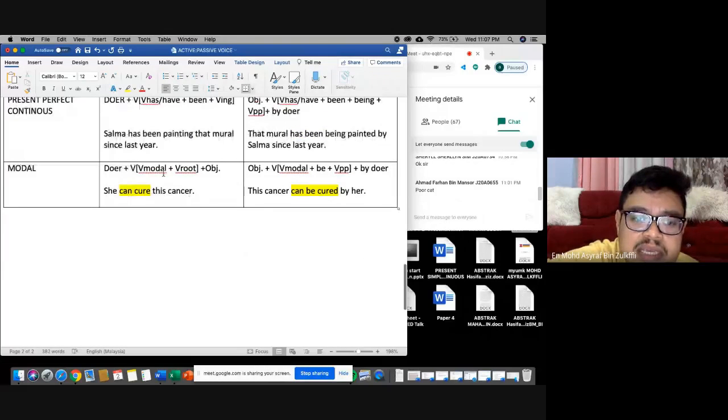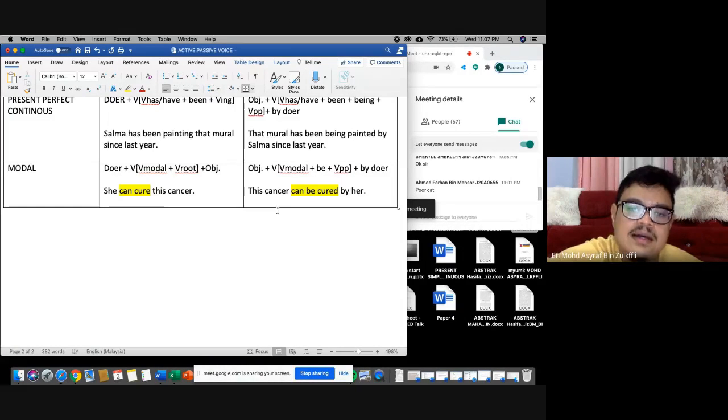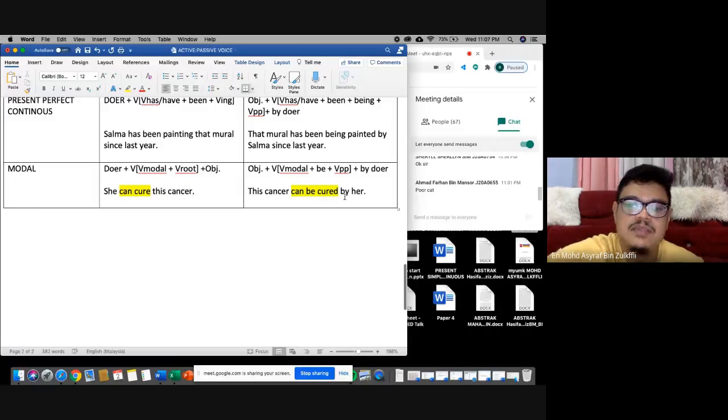And then modal, okay, I already explained this. Modal is the same as will, just now, simple future tense. She can cure this cancer. This cancer can be cured by her.